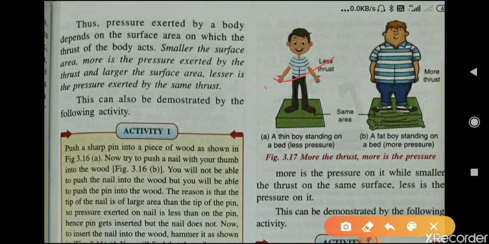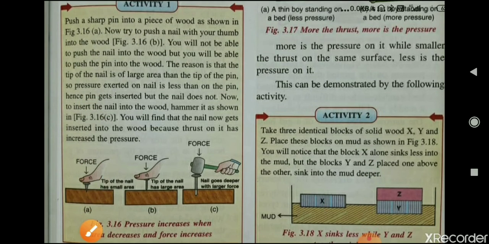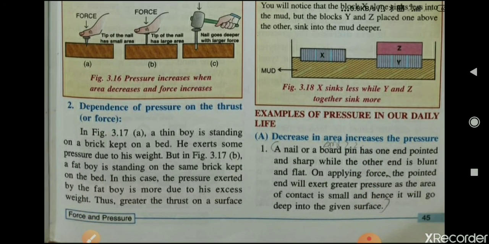As you can see in this picture, this thin boy exerts less thrust on this brick, and this fat boy exerts more thrust on it. Therefore, this boy applies less pressure, and this boy applies more pressure on the brick. Okay, so this is about dependence of pressure on the thrust, that is the force.